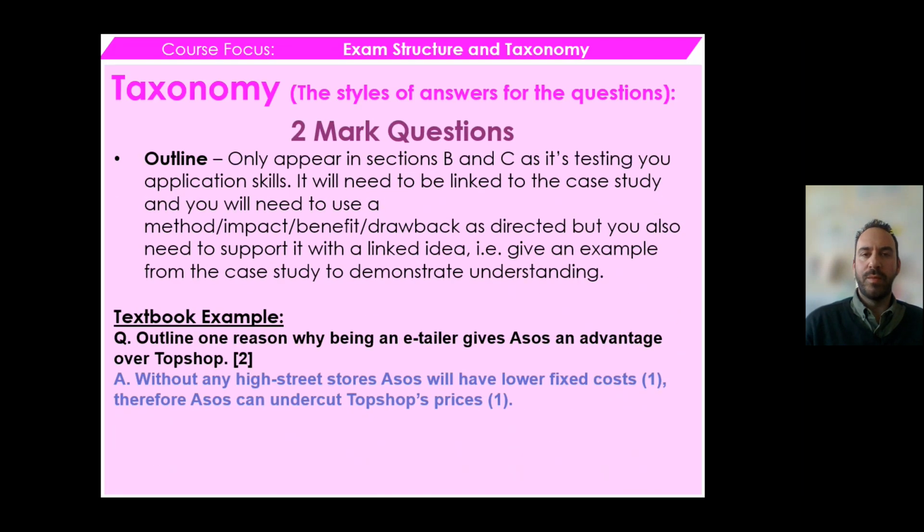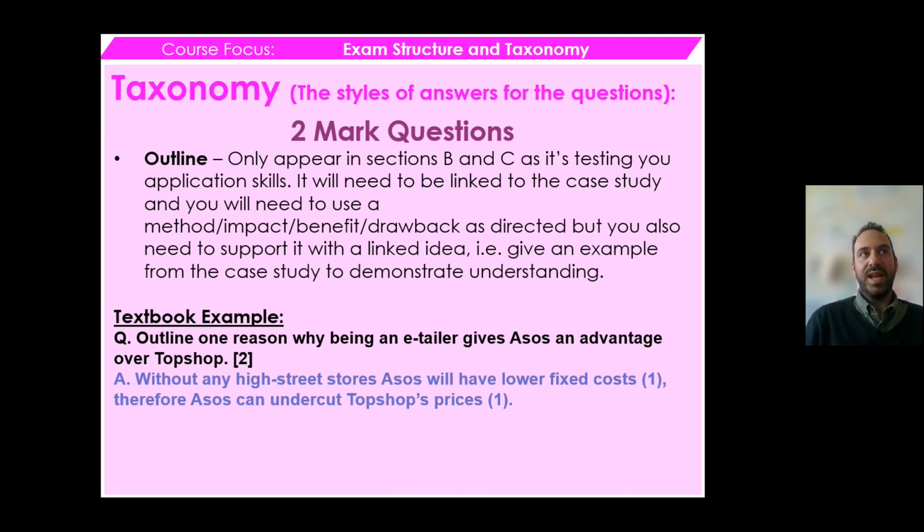Okay, moving on to 2 mark questions. So this is outline. Outline again only appears in B and C. It's testing your application skills and needs to be linked to the case study. So you're going to need to use a method, impact, benefit, or drawback as directed in the question, but you also need to support it with a linked idea. So give an example from the case study to demonstrate understanding.